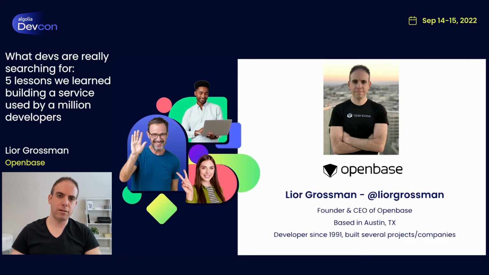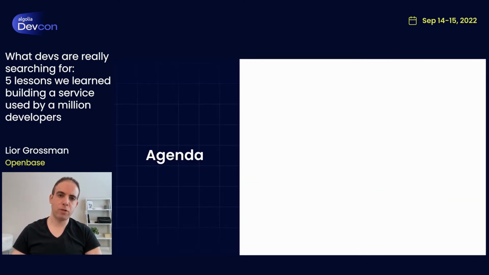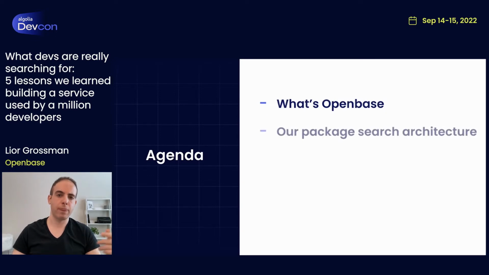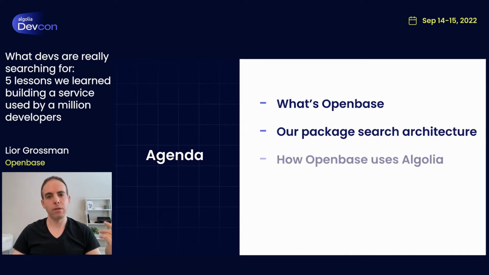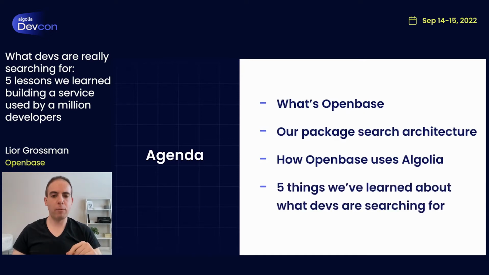So let's get started. Our agenda for today is, first, I'm going to introduce you to Openbase and what Openbase is. Then we're going to cover the Openbase architecture and how it works. And later, I'm going to tell you about how we use Algolia. And we're going to wrap up with a fun part. I'm going to share with you 5 things that we've learned about what developers are really searching for.